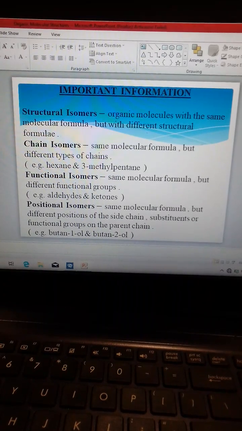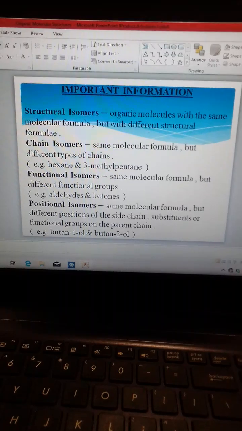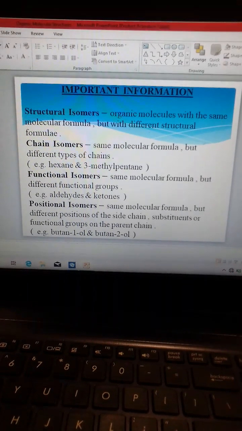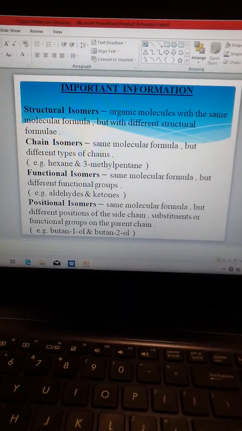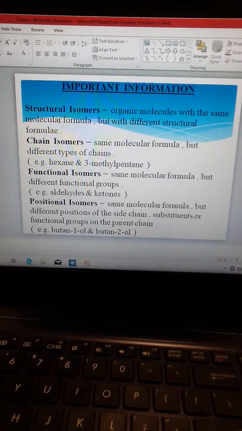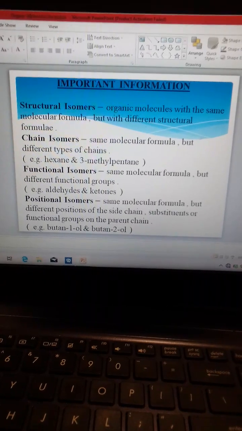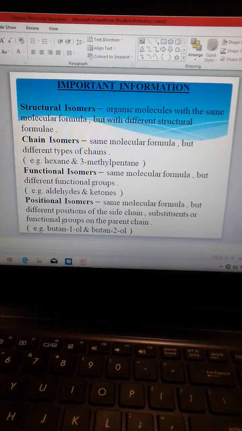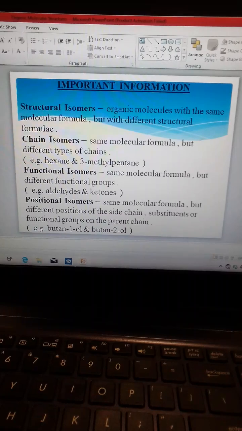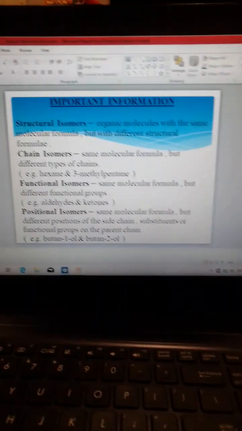Positional isomers are organic molecules with the same molecular formula but different positions of the side chain, substituents, or functional groups on the parent chain. For example, butan-1-ol and butan-2-ol. The alcohol, the hydroxyl group, is in a different position. Alright, I hope that made sense.